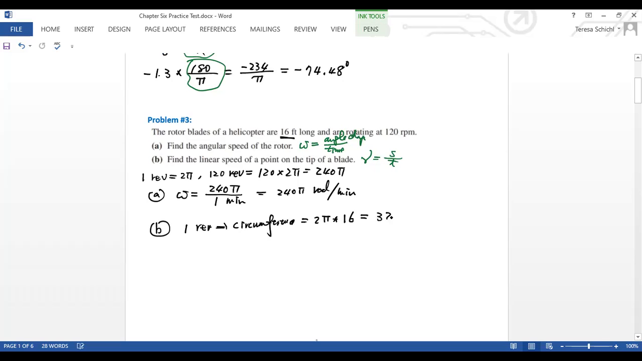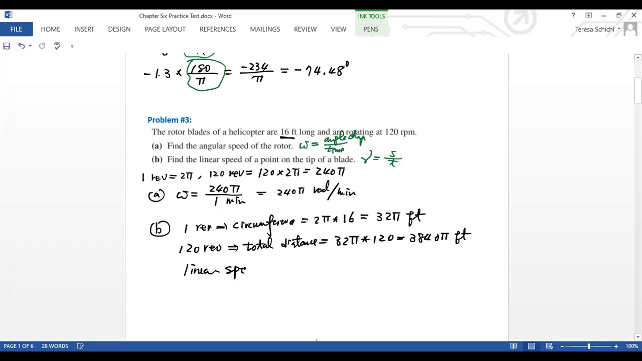So this is 32 pi feet, right? Okay, so it's 32 pi feet. And now I did 120 revolutions. So the total distance is what? The total distance will be 32 pi times 120, right? So 32 pi times 120, you're going to get 3840 pi feet.